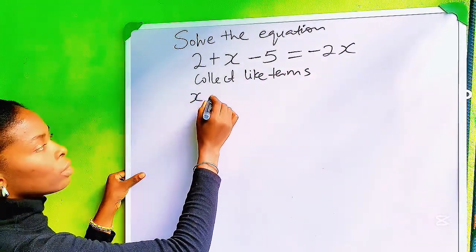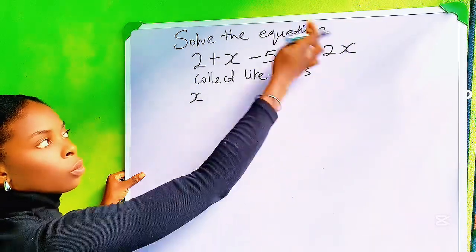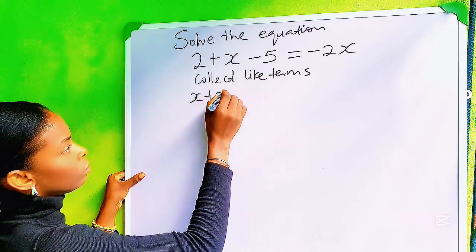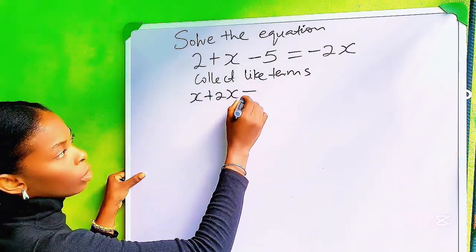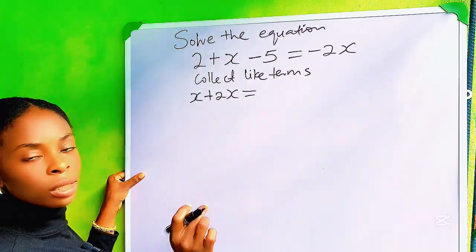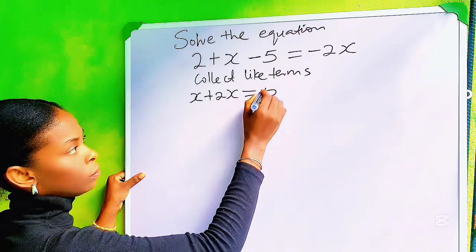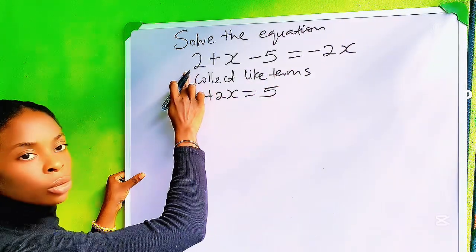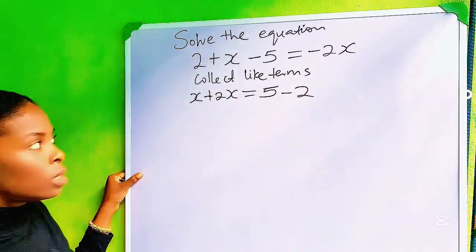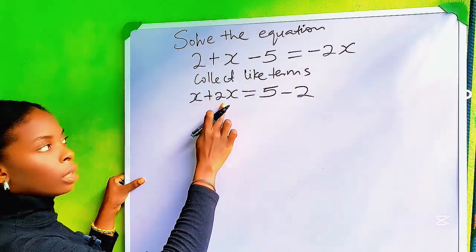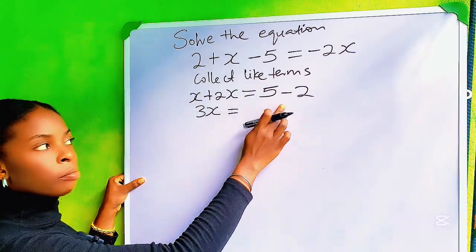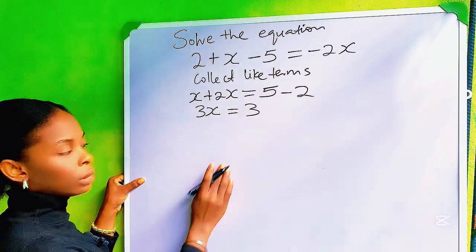We have x minus 2x will cross the equality sign to be plus 2x. We put the equality sign. Minus 5 will cross the equality sign to be plus 5. Plus 2 will cross the equality sign to be minus 2. The next thing, x plus 2x will give us 3x equals to 5 minus 2 will give us 3.